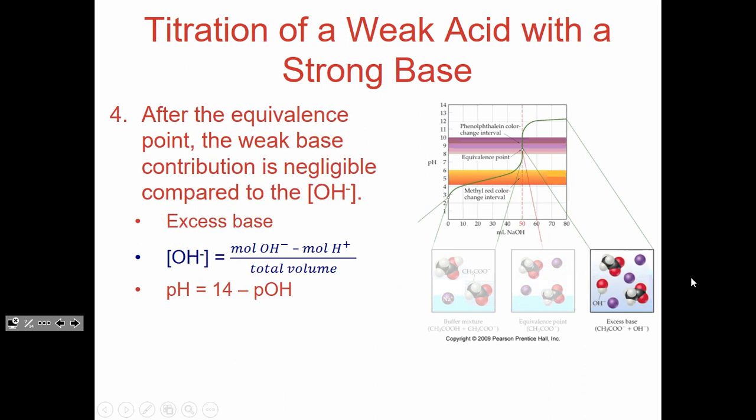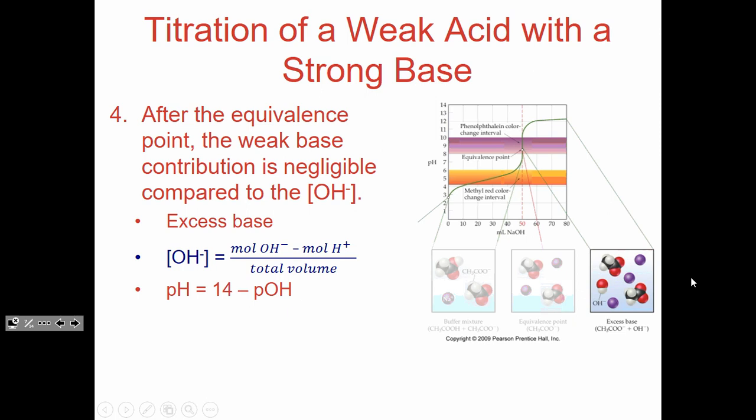Now, after the equivalence point, after the big swing, we go back to a steady increase again, just like we saw before the equivalence point. And at this point, we don't have equilibrium math. Really, for the only part of this entire titration, it's after the equivalence point that all we really have is OH minus, and that's a strong base. So this is the excess base region.